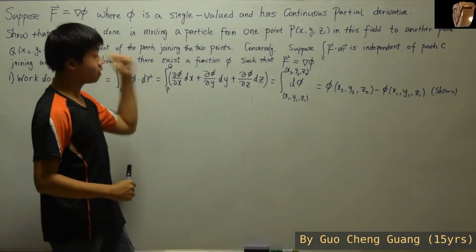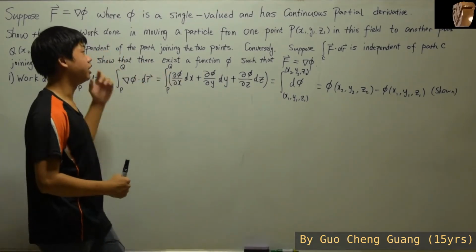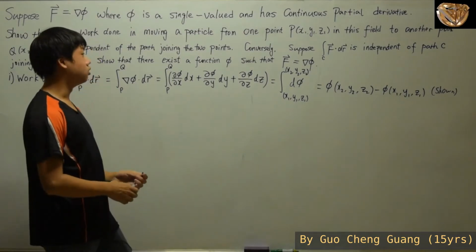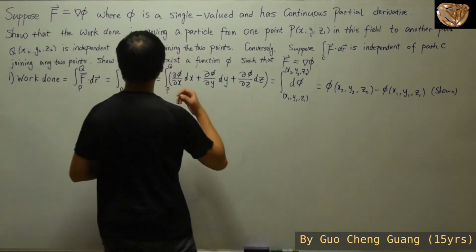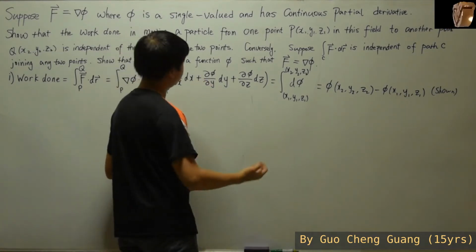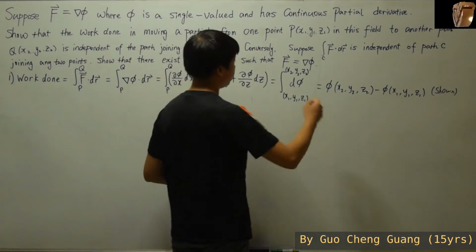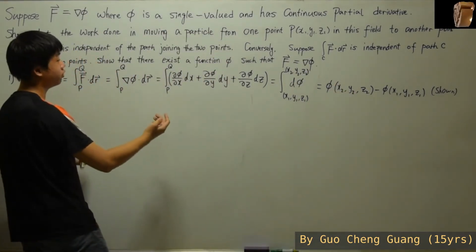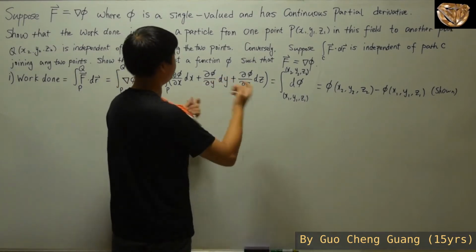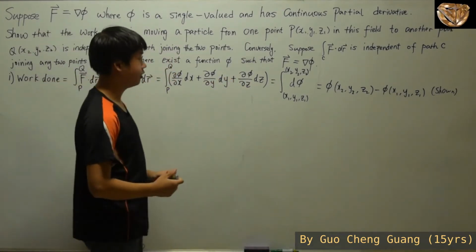Now, in the second part of this question, which is basically the converse of it that we have to show. So what does the converse mean? Instead of having to prove that it is independent of the path, now you're given that this is independent of the path, and then you have to show that there's something that exists so that f can be equal to del phi.